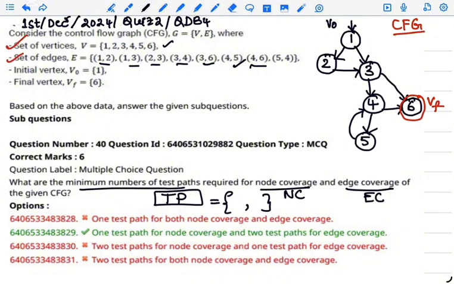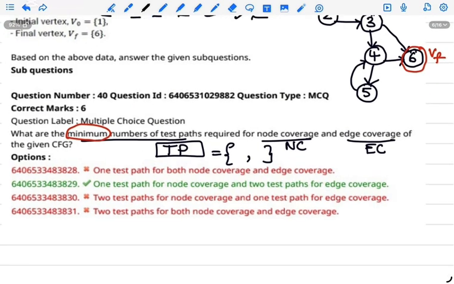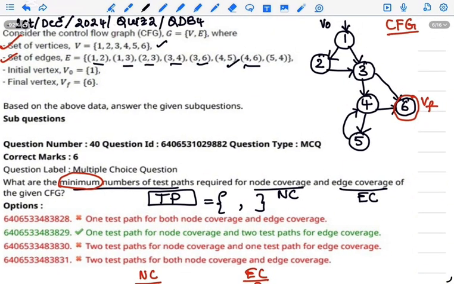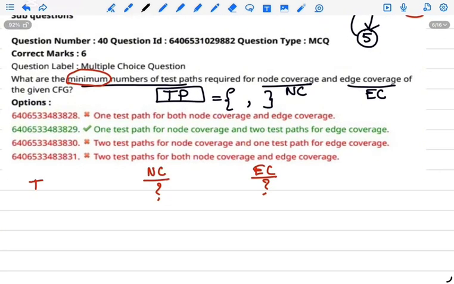From this, how many test paths? They are asking the minimum number of test paths required to cover the node coverage and edge coverage of the given control flow graph. They are asking separately for the node coverage how many test paths, and for the edge coverage how many test paths. Okay, separately. So we consider one test path. What is the condition for the test path? A test path must start with V0, have a list of nodes, and end with VF, right?